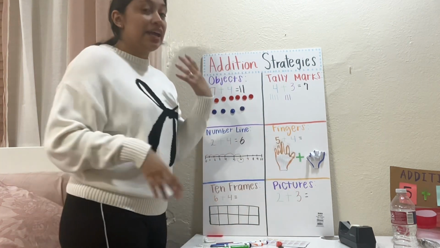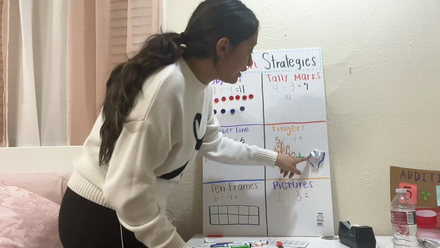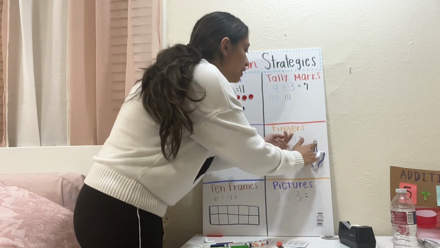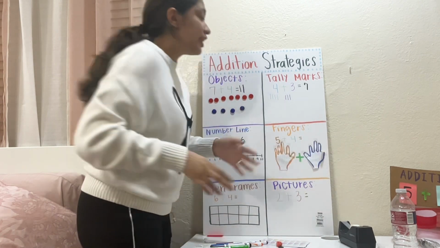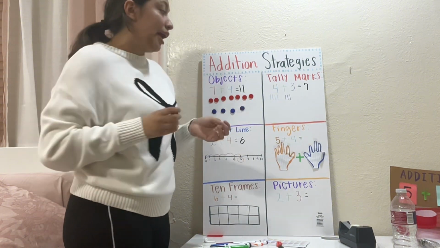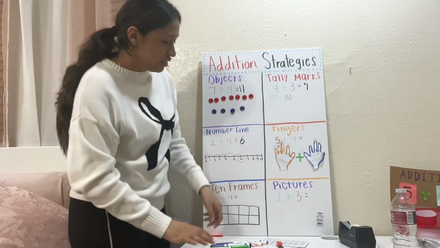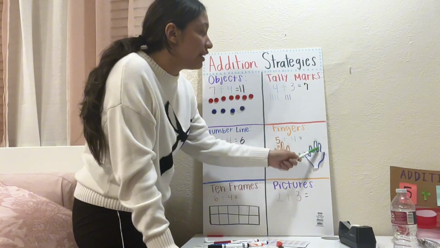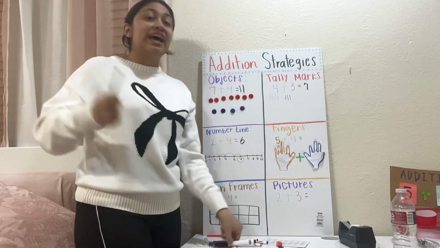Plus, that's a plus, so we're gonna add 4 more fingers. So that is 1, 2, 3, 4. So now we're gonna count all of our fingers that are up to know what 5 plus 4 is. So we're gonna count together. 1, 2, 3, 4, 5, 6, 7, 8, 9. So 5 plus 4 equals 9.